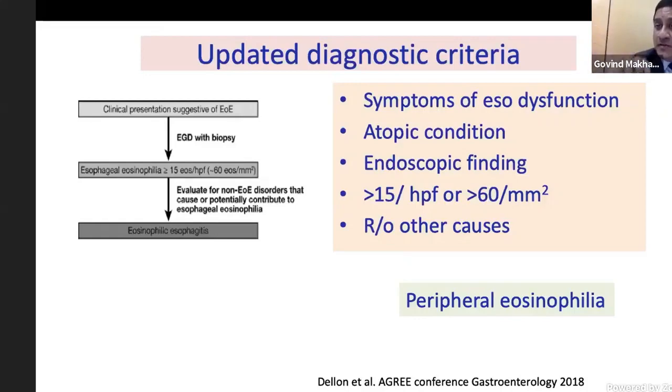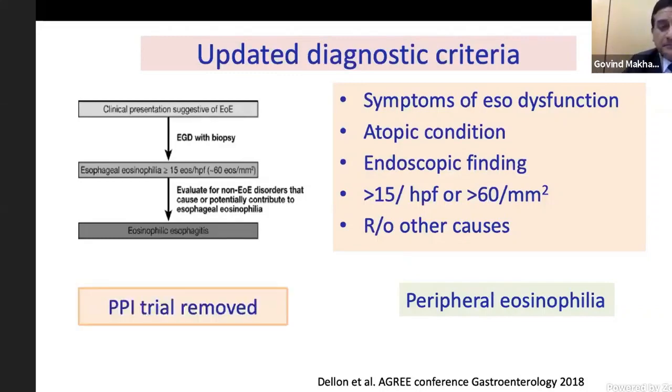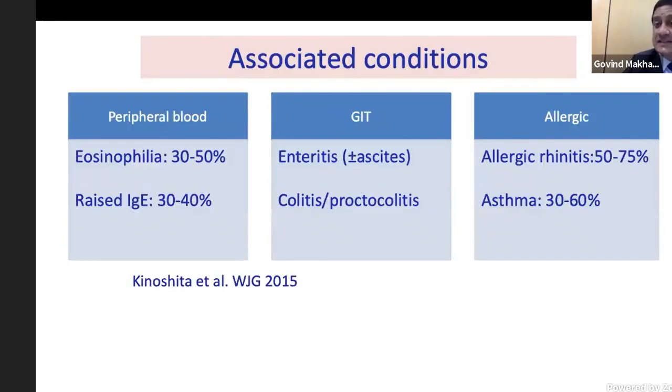Therefore, from bone marrow to esophagus, they circulate through peripheral blood. Therefore, we find peripheral eosinophilia in them. About half of them may have peripheral eosinophilia, not everyone. So these patients can have peripheral eosinophilia. They can also have raised IgE levels. They can have other parts of the GI tract involved.